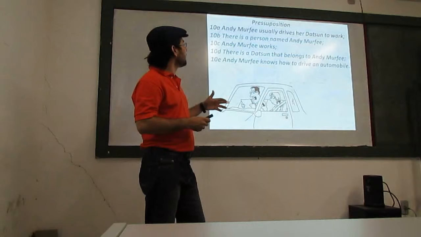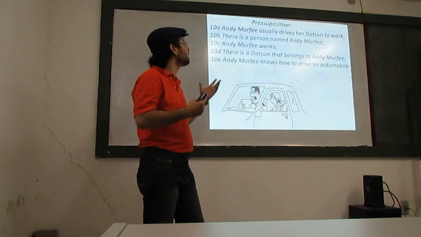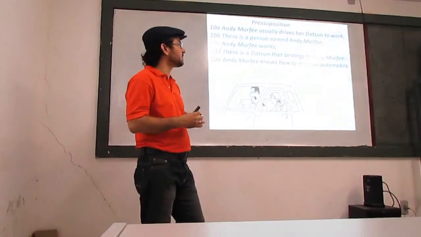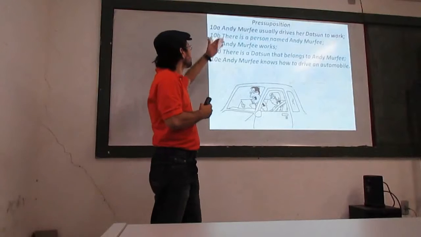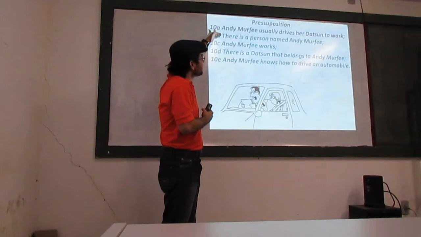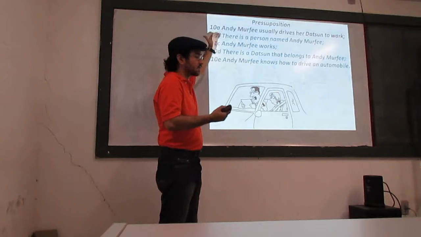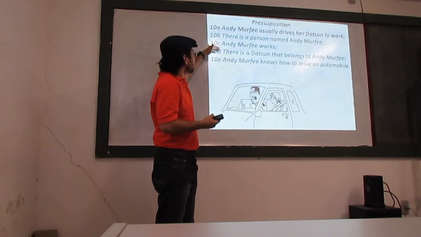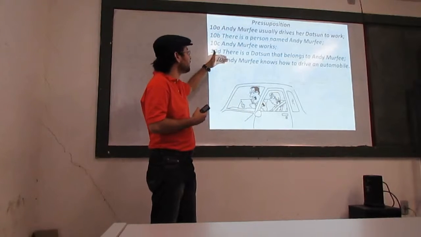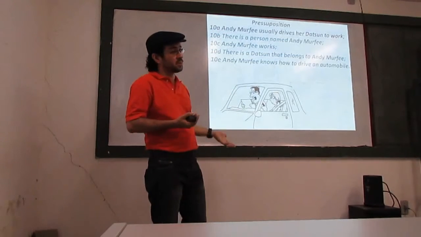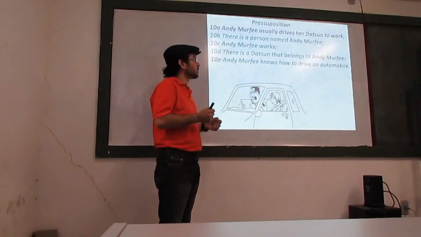To say that she goes to work, we have to understand that Andy Murphy has a job. Okay, Andy Murphy works. So we presuppose from this sentence that there is a person named Andy Murphy, and that Andy Murphy works, and we presuppose that there is a Datsun that belongs to Andy Murphy too. And Andy Murphy knows how to drive an automobile, because the sentence says that she drives to work. Okay?